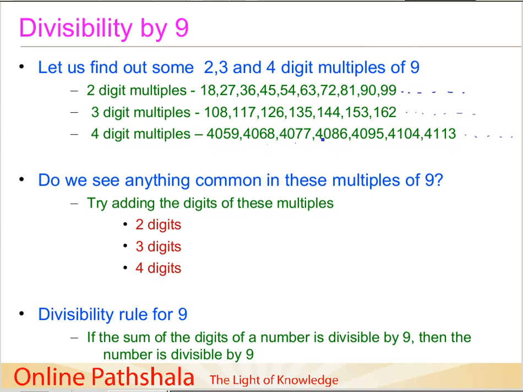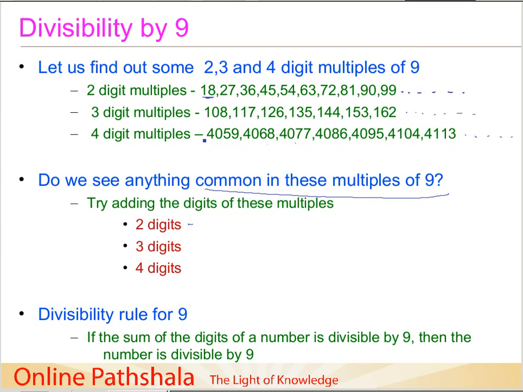Now again, what we try to do is to see if there is anything common in these multiples of 9. Can we see some patterns? It's difficult for us to figure out if there is any pattern here. So we try something which we did for the divisibility test for the number 3. What we did is we tried adding the digits. So now we'll add the digits in each of these multiples. So we'll add 1 and 8.